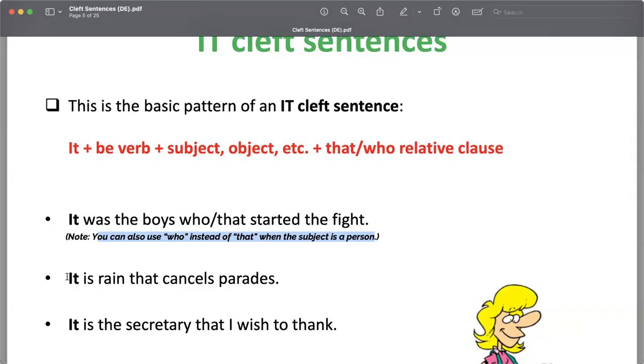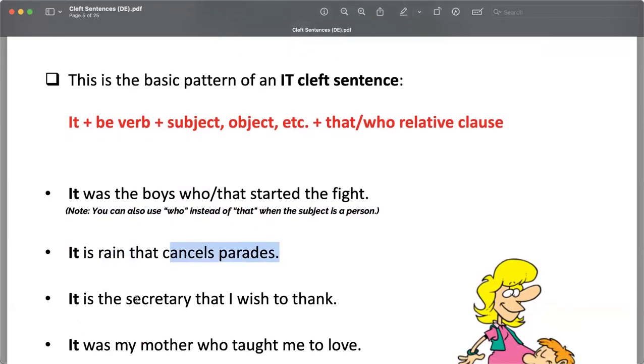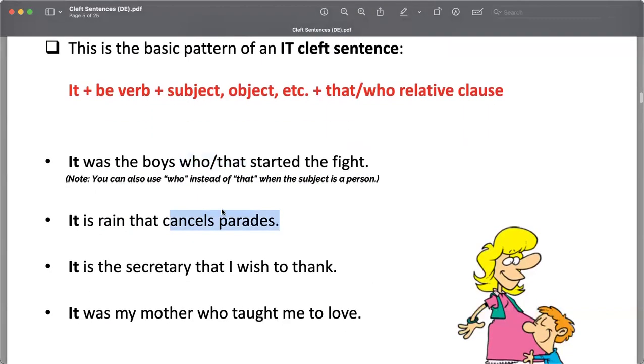It is rain that cancels parades, right? It is the secretary that I wish to thank. It was my mother who taught me to love. So if there's a personal pronoun or a person in here, you use who. If it is not related to a person, as in it is rain that cancels parades, you cannot use it is rain who cancels parades. You cannot use that one. You have to understand that.